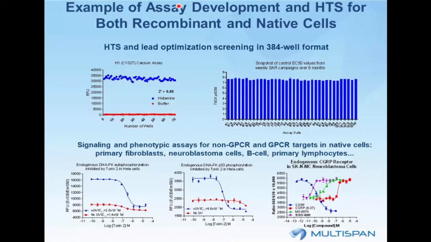The top is a recombinant cell for the histamine receptor, looking at calcium. This is basically the Z prime over several weeks, months of data, and this is the EC50s over months of data. And you can actually see that over this campaign, everything stayed very stable.